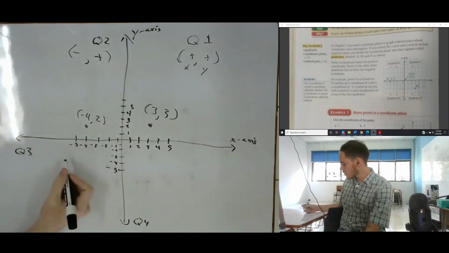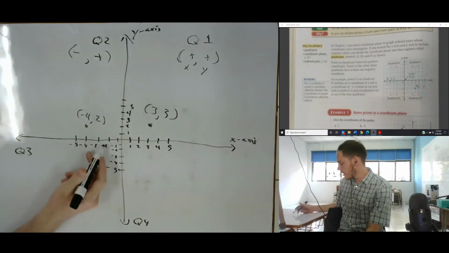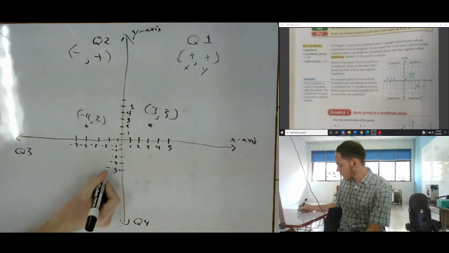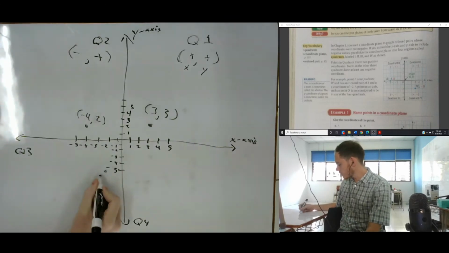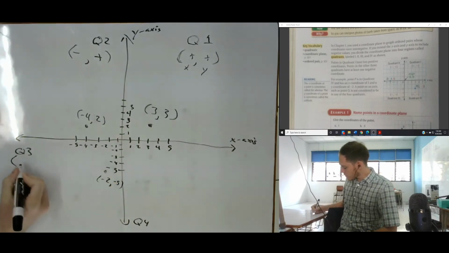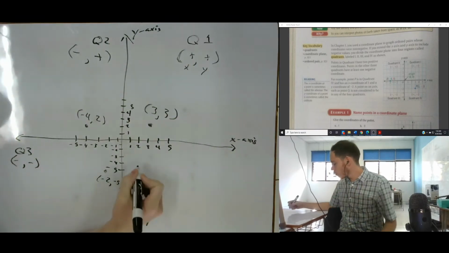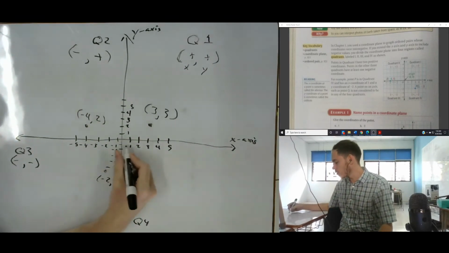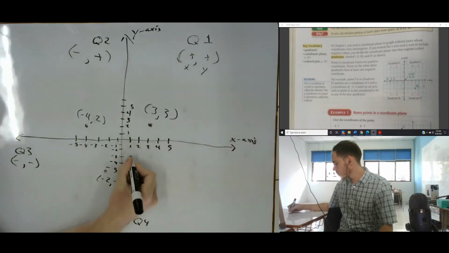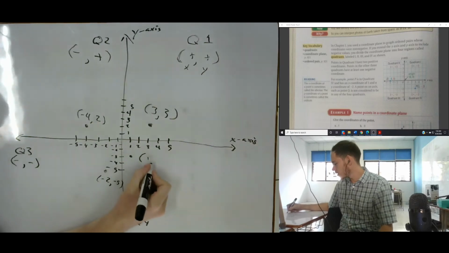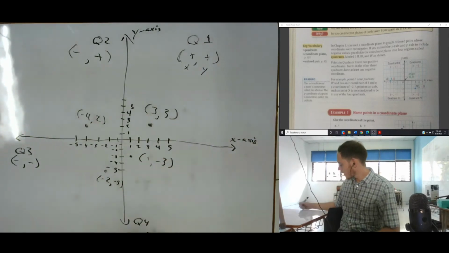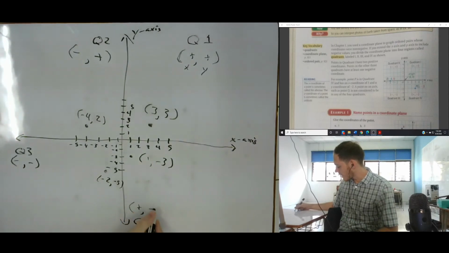Okay, what about quadrant 3? Well, let's choose a point, negative 2, negative 5. So that's something here. Negative 2, negative 5. The first one was negative, and the second one was negative. Okay? Well, what about quadrant 4? Let's go 1, negative 3. The first was 1, the second is negative 3. So quadrant 4 would be positive and then negative.